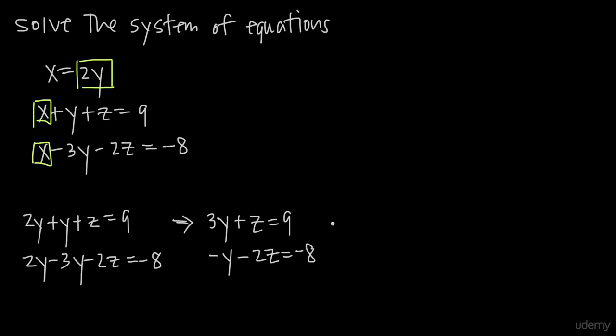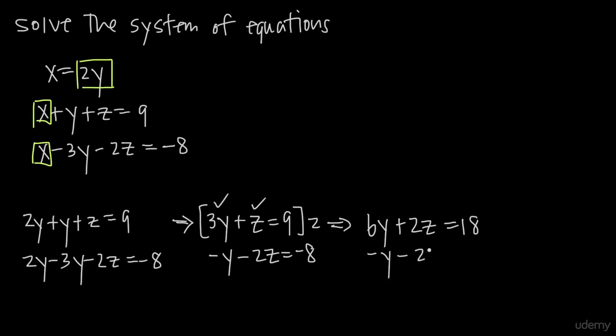Let's go ahead and do that. When we multiply this equation here by 2, we have to distribute the 2 across each of these terms. So 2 times 3y gives us 6y. 2 times z gives us plus 2z. And 2 times 9 gives us 18. So we get 18. Now we have here negative y minus 2z equals negative 8. Now, like we said, we want to add these together.